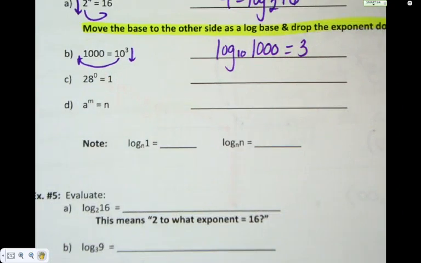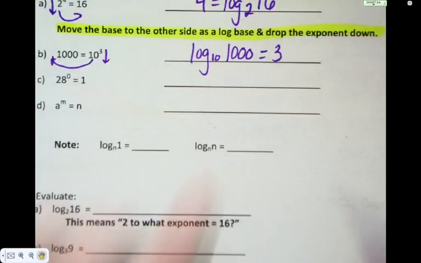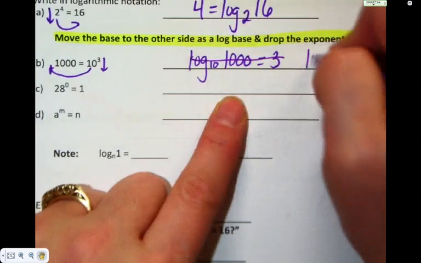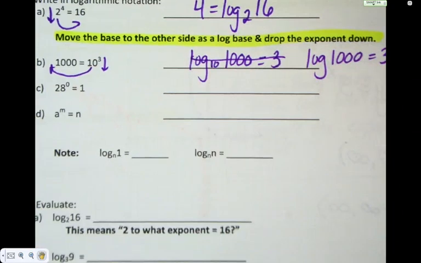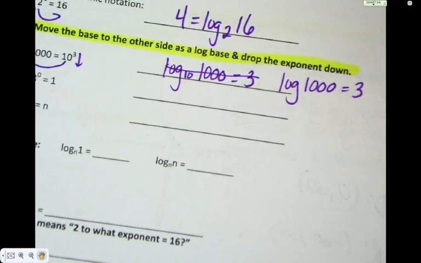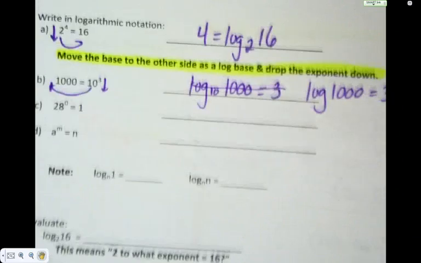But we would never write a base of 10 because that's the default base. So how would we write this mathematically? Log 1,000 equals 3. And there we go. No. No. Natural logs are all special. Can't talk about them yet.